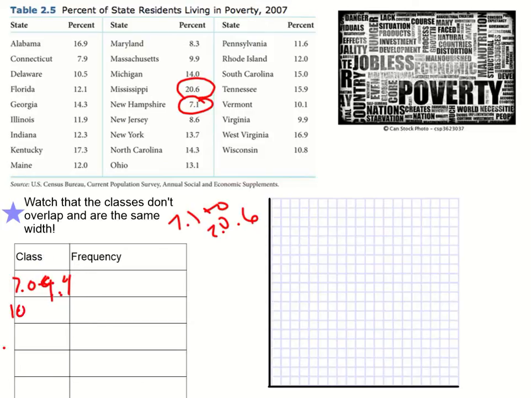Sorry, it's always hard to write on here. 10.0. And that's going to go up from 10.0 to 11.0 to 12.0 and then to 12.9. Here, let me rewrite that 12.9.